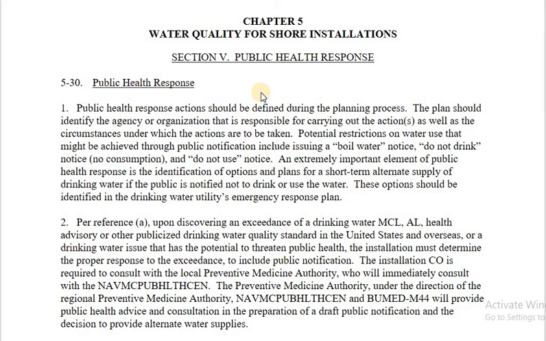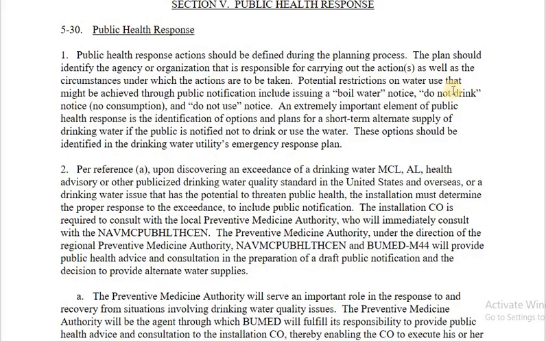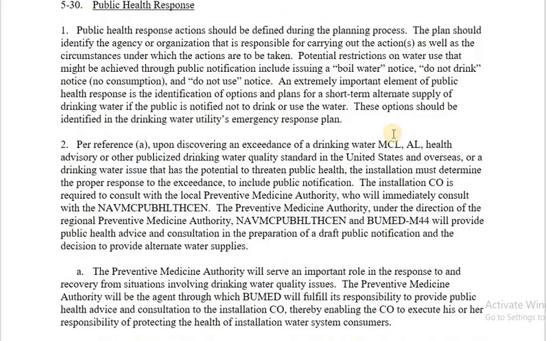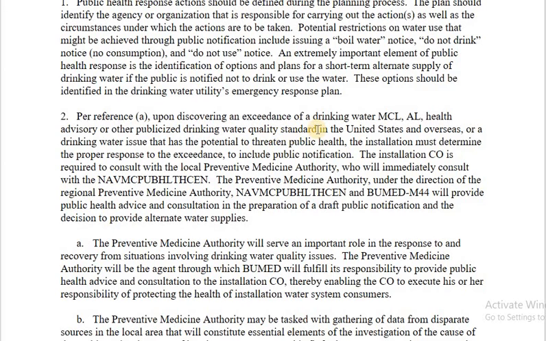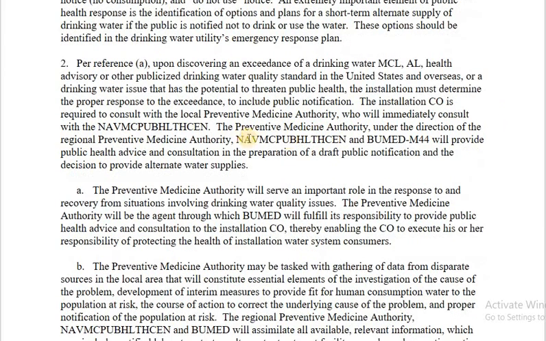So this one's all about like your public health response. So how do you respond if there's an issue with water on a shore command? So it just defines it should be planned for to make sure your water is set up. Upon discovering that there's stuff with the water, the installation commanding officer, so installation CO, is required to consult with the local PrevMed authority. And then the PrevMed authority is the one that reports it to the Navy Marine Corps Public Health Center. Which makes a lot of sense because that's kind of like the PrevMed hub. So it makes sense that they would report it to them.